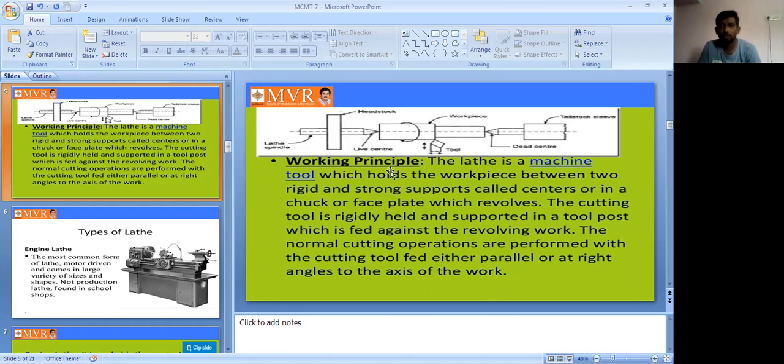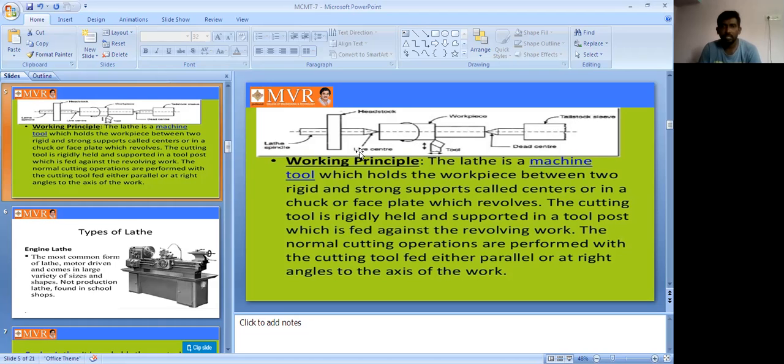See here, on the left side we can see the headstock. Next, we can see the tailstock. The workpiece is fitted between two strong supports. That is why we call it a center lathe, and why the lathe machine is one of the center-type machines.